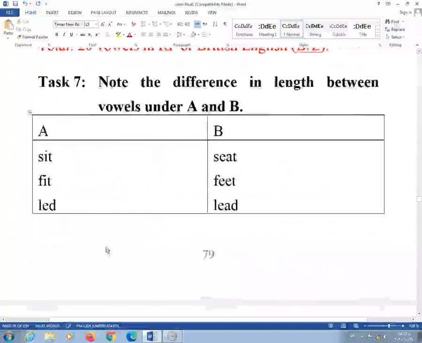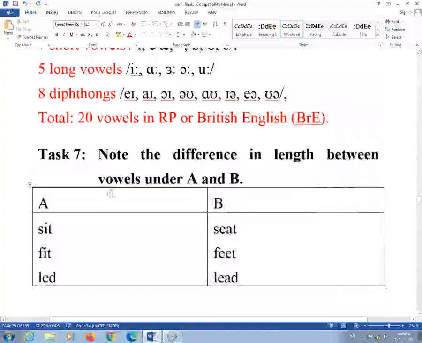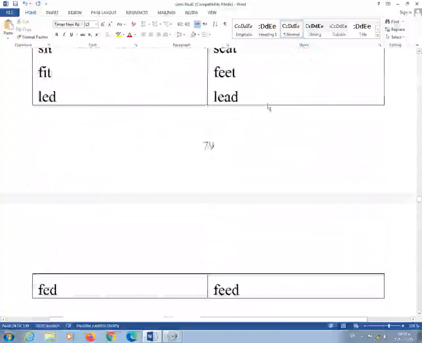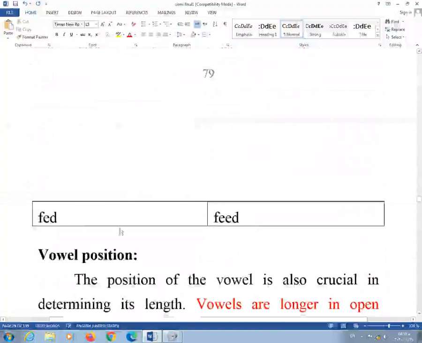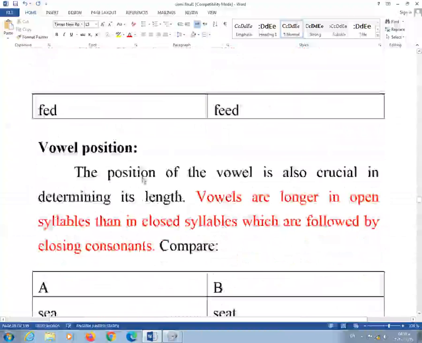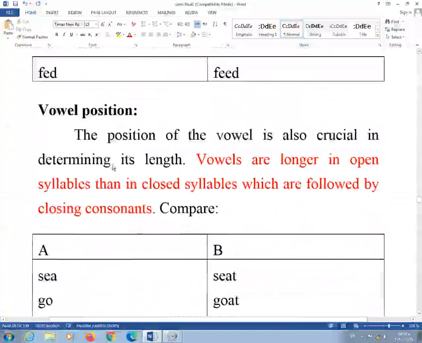Okay, and note the difference in length between vowels under A and B. Sit, seat, fit, feet, led, lead, fed, feed. Don't say fed, feet. Okay, led, lead. And then we have also another element or factor that has an impact on the length of vowel.